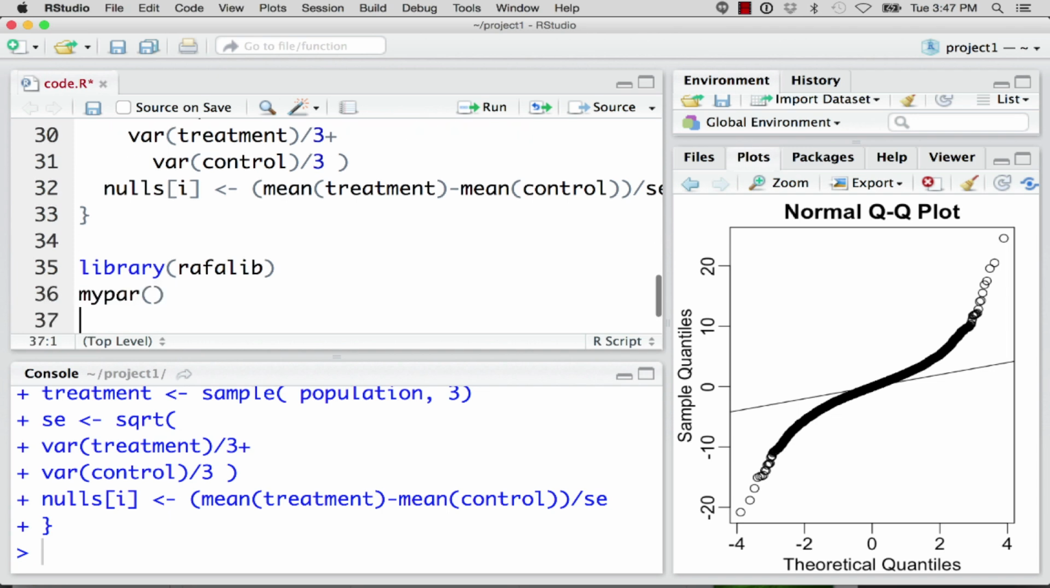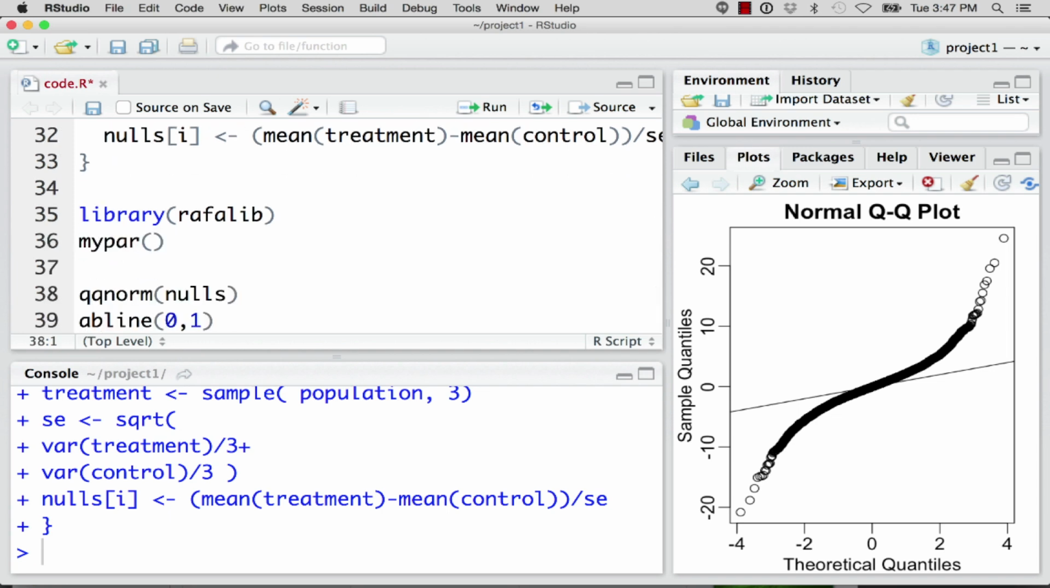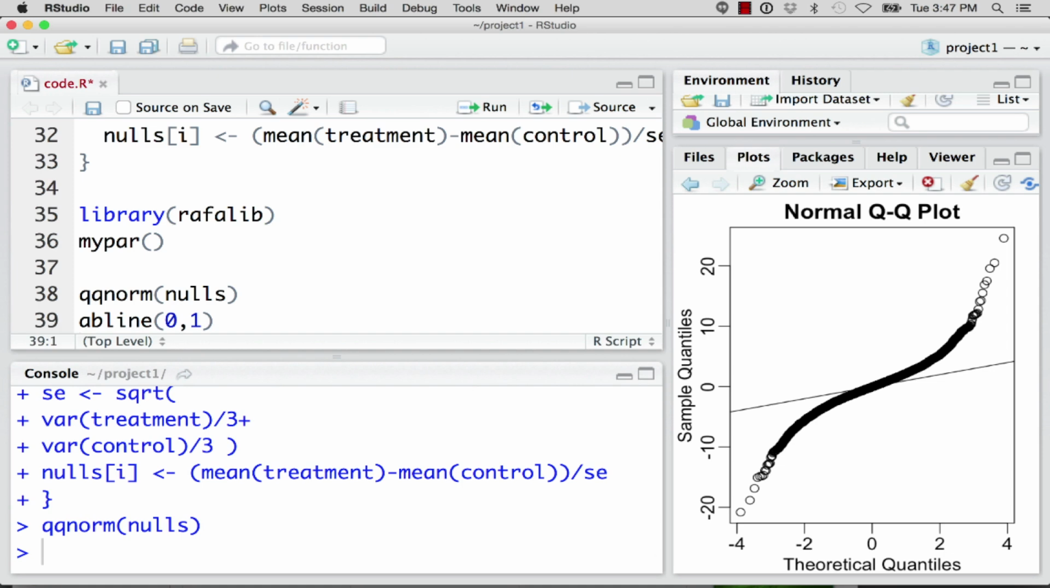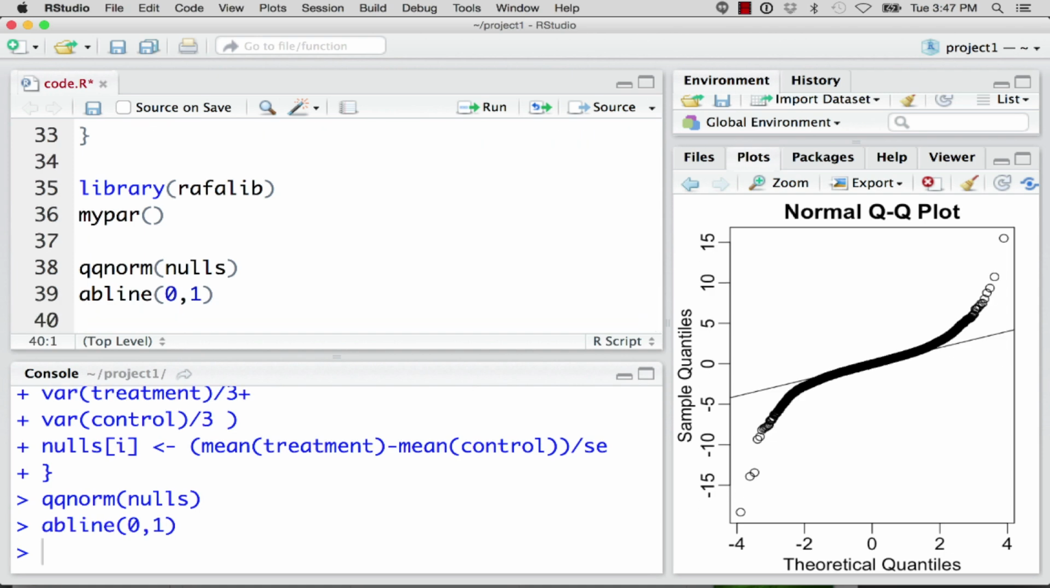And now we make these pictures, and we can see it's still not very good. There's tails that are values that are much bigger than what are predicted by the normal. So in the case of a sample size of 3, the normal approximation is not good at all with this particular data set. And it is in this case that we would instead use the t approximation.